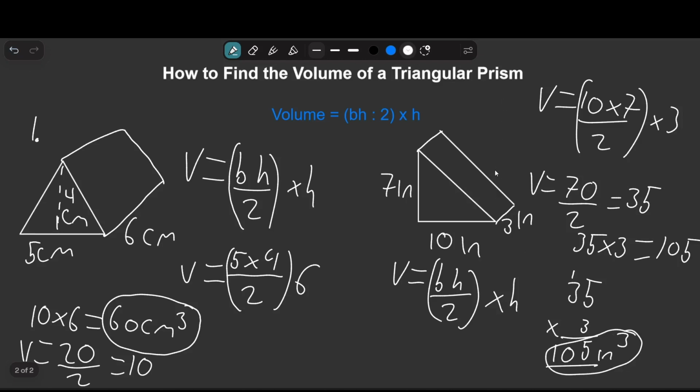This was basically it on how to find the volume of a triangular prism.